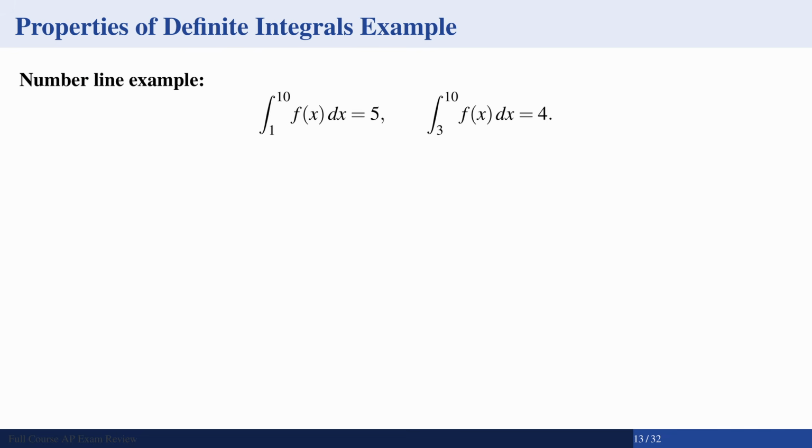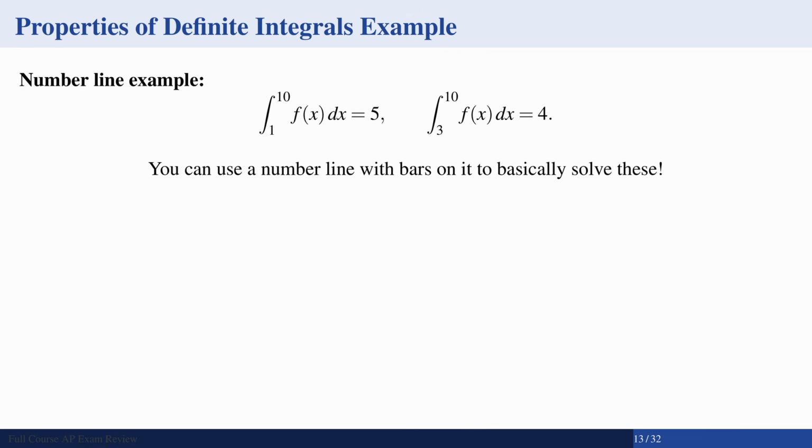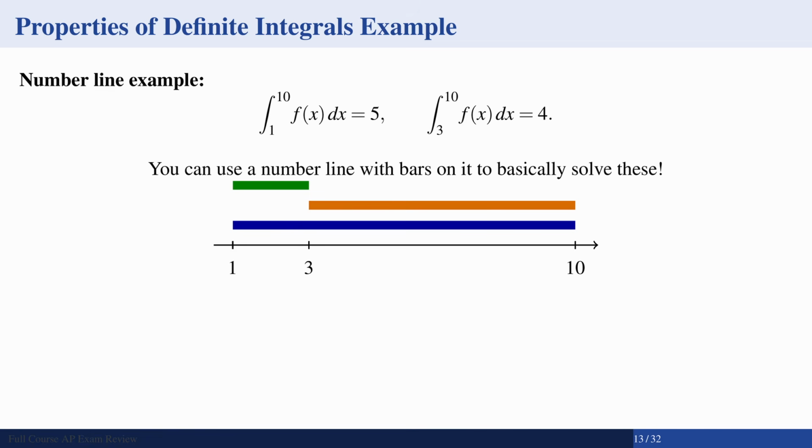Here's an example that uses properties of definite integrals. And I call this a number line example because it's how we're going to solve it. We're given that the integral from 1 to 10 of f of x dx is 5. We are given that the integral from 3 to 10 of f of x dx is 4. And we are asked what is the integral from 1 to 3 of f of x dx. And so what I do is I draw a number line that has 1, 3, and 10 on it. And then I just kind of fill in the bars of what I know, right?